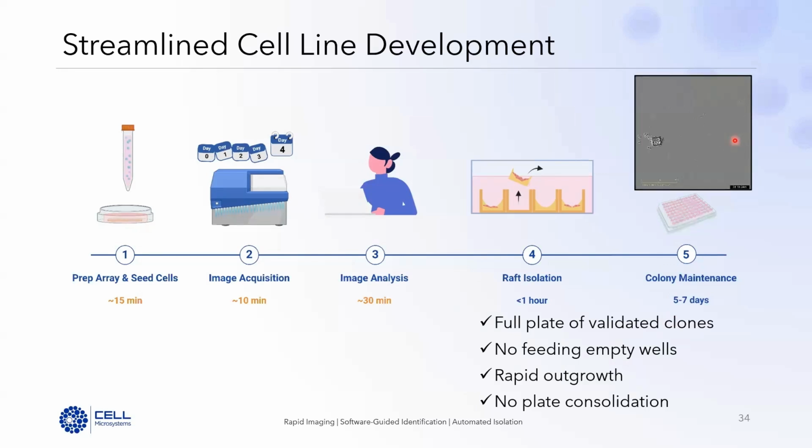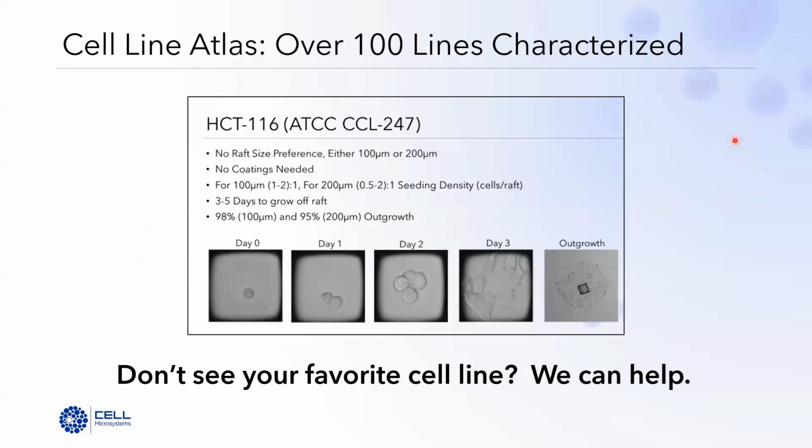So what does this mean for you in the lab and for our Clone Challenge winners? What we were able to deliver for them was a full plate of validated clones. You're not putting a single cell in a well and hoping that it survives. You're actually cherry picking your targets and ensuring that you have the best chance of success. It also means you don't have to feed empty wells because everything that you've picked, you've already assured that it's growing up front. We get rapid outgrowth because of this, and ultimately you have plates full of what you need with no downstream consolidation.